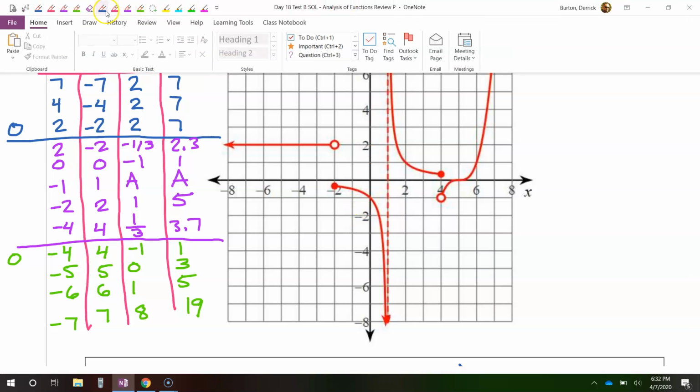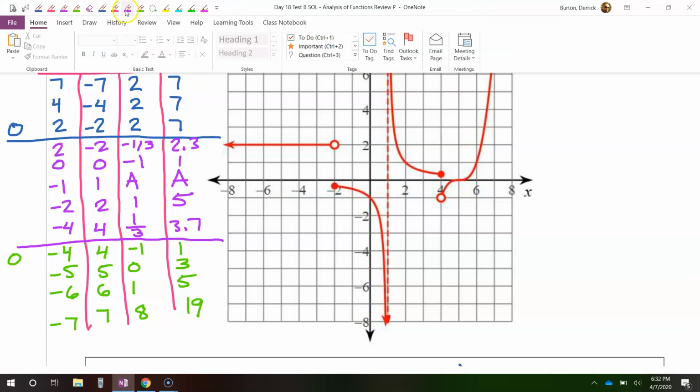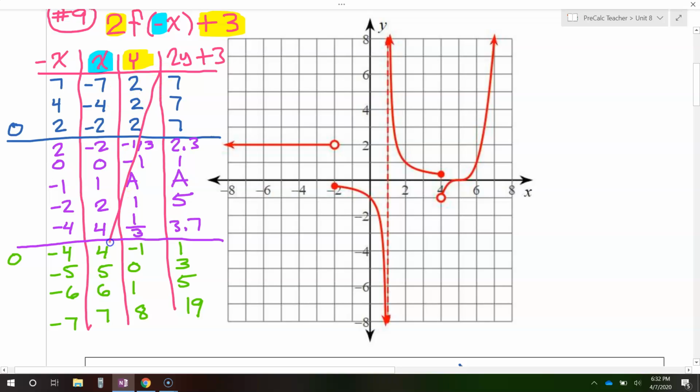So all we have to do is graph it now. Remember, these are the old points inside of here. So we're going to ignore those for the rest of this problem. We're going to be ignoring these values.